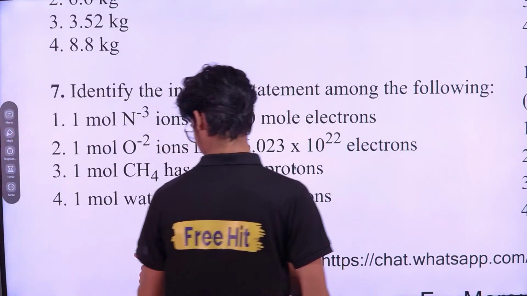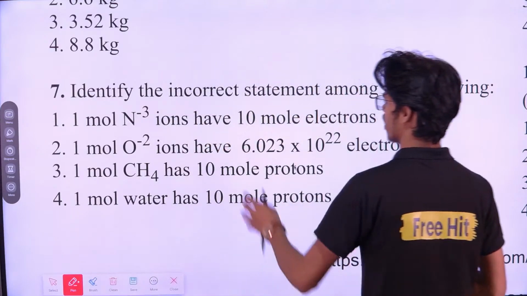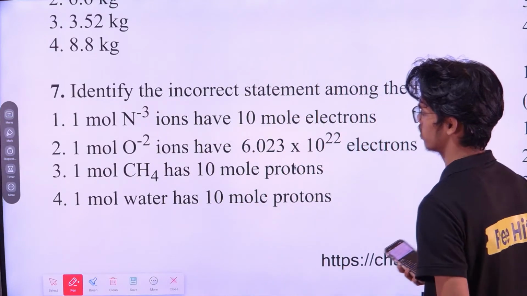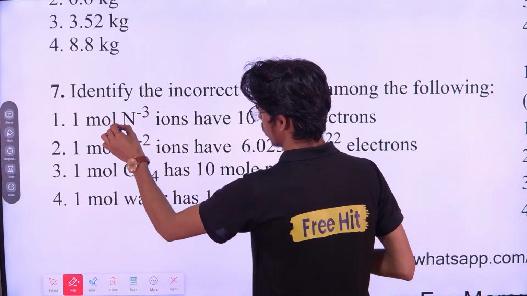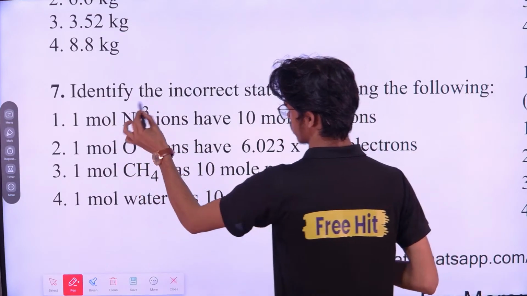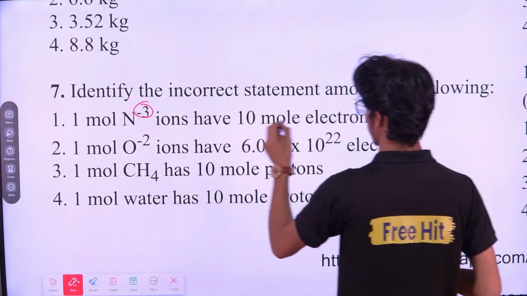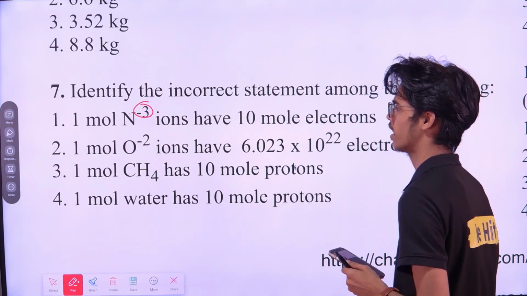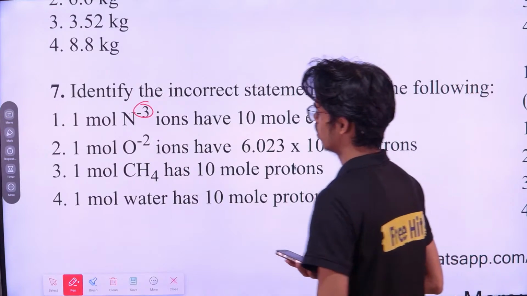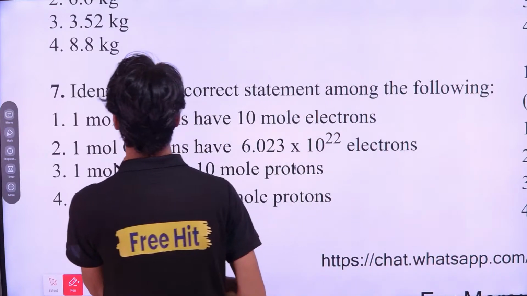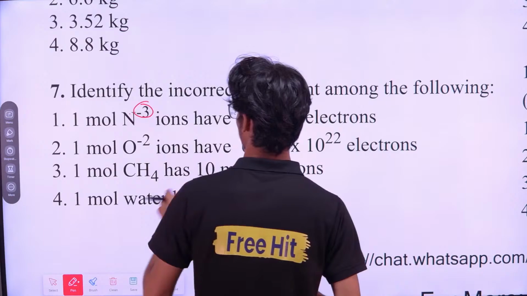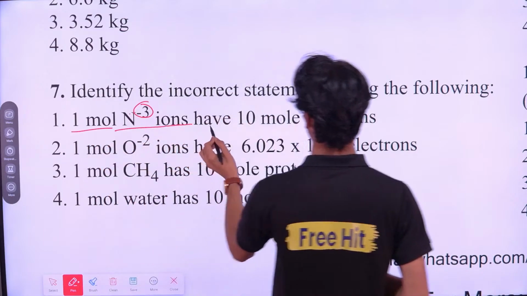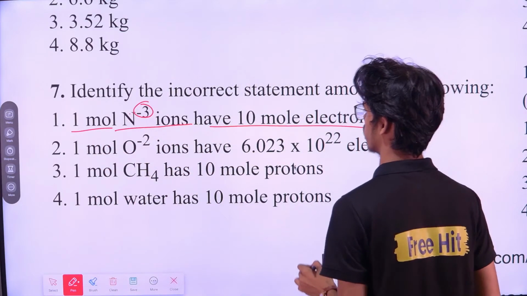Mark. It is asking us to identify the incorrect statement. Now see. 1 mole of N3 negative, remember it is 3 negative, ions have 10 moles of electrons. How can we say 10 moles of electron? Can we say that? Think about this. In 1 mole of nitride ions, 10 moles of electrons. Identify the incorrect statement.